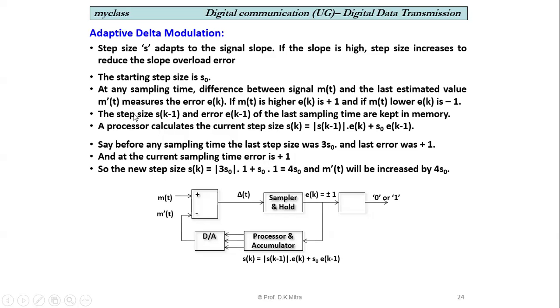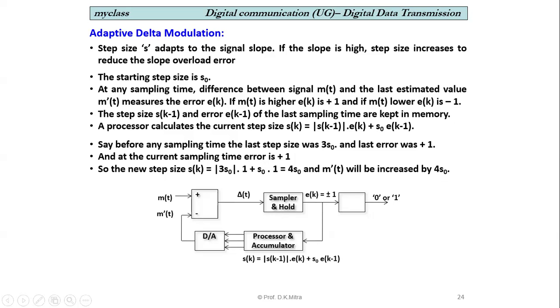Now, the step size sk minus 1, the present step size is sk, which is to be decided. The last step size was sk minus 1, which could be S0, 2S0, or 3S0, whatever it is. The last step size is sk minus 1, and the last error, ek minus 1, is also remembered. This is memorized. The last sampling time values are kept in the memory.